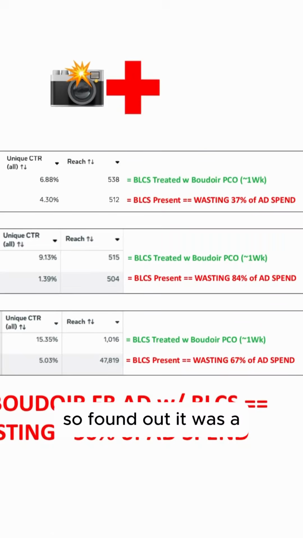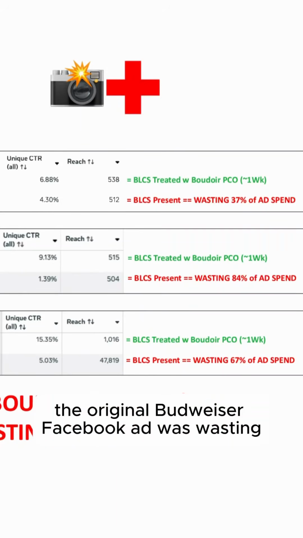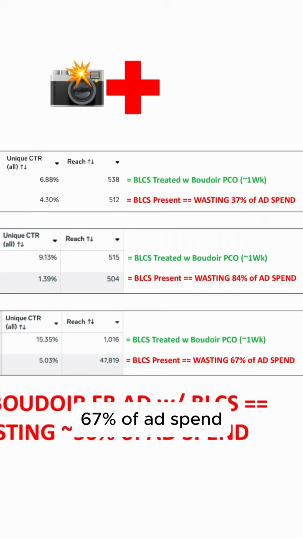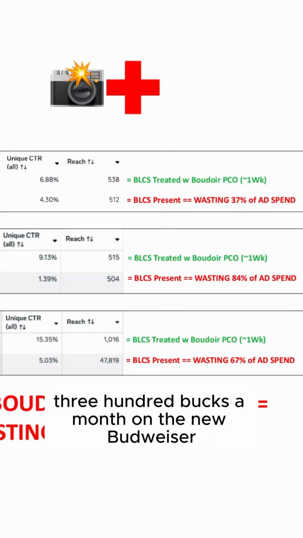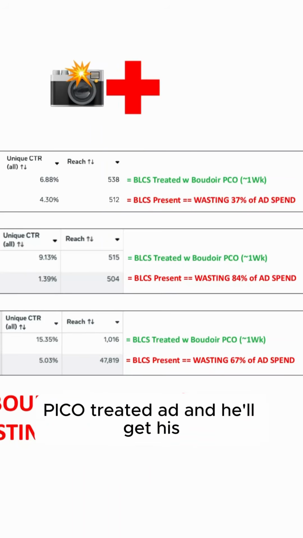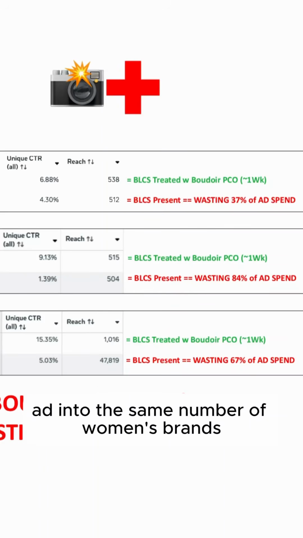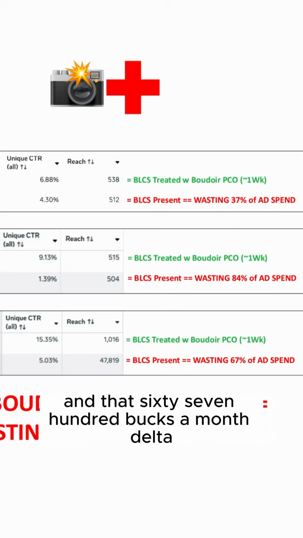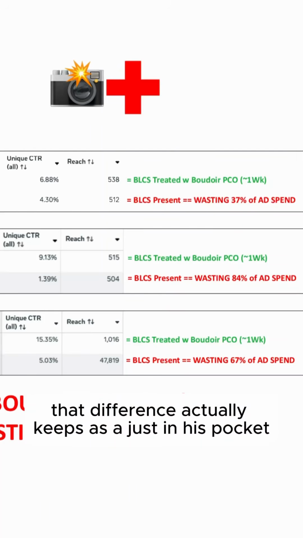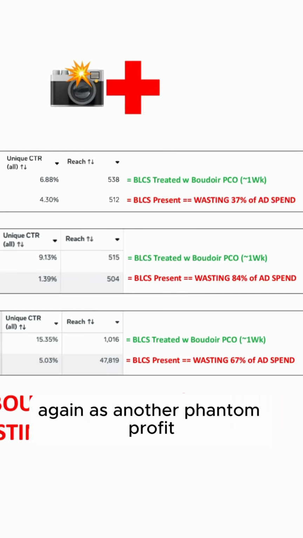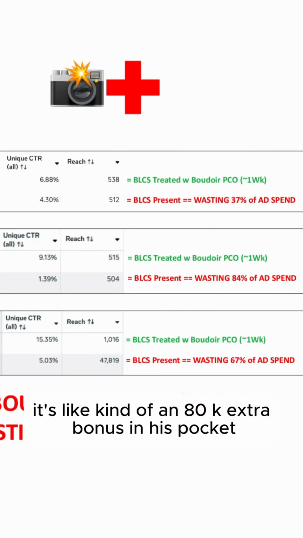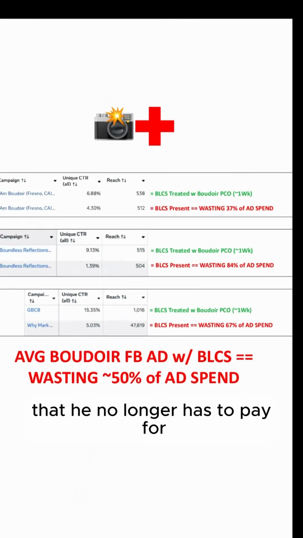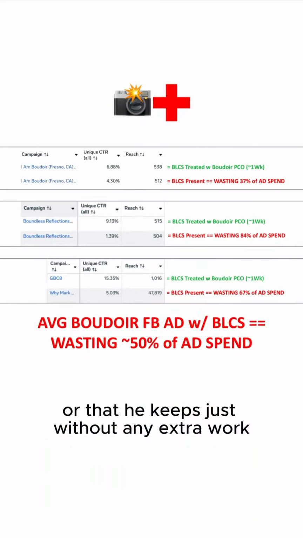So we found out the original Boudoir Facebook ad was wasting 67% of ad spend. So if he was spending 10 grand a month on the original Boudoir Facebook ad, now he only needs to spend $3,300 a month on the new Boudoir Pico treated ad, and he'll get his ad into the same number of women's brains. And that $6,700 a month delta, that difference, he keeps in his pocket. Again, another phantom profit, Boudoir Pico profit, whatever. After 12 months of this, it's like an 80K extra bonus in his pocket that he no longer has to pay for, that he keeps without any extra work.